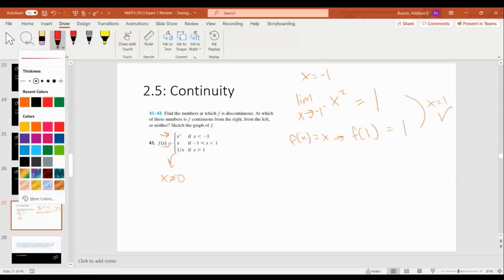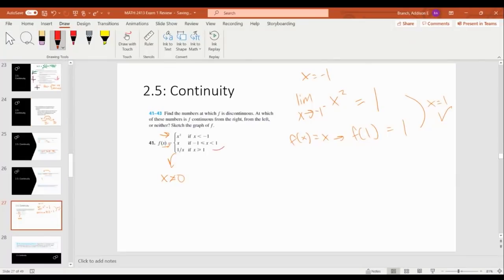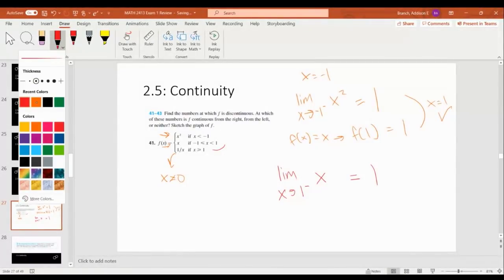Now we need to check our next gap, which is at x equals 1. We'll take our limit as x approaches 1 from the negative side of x, and that's going to equal 1. Oh, wait, I just realized I had an error in my math. There we go.